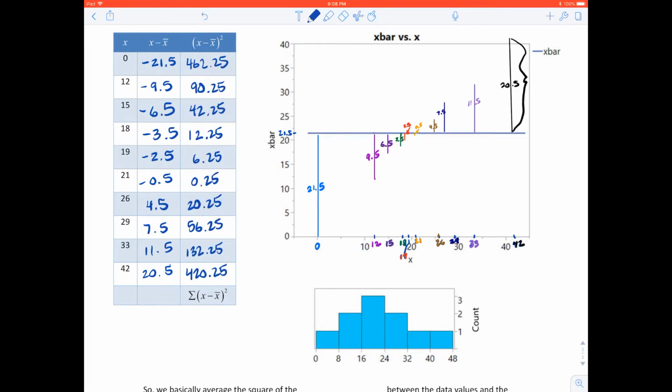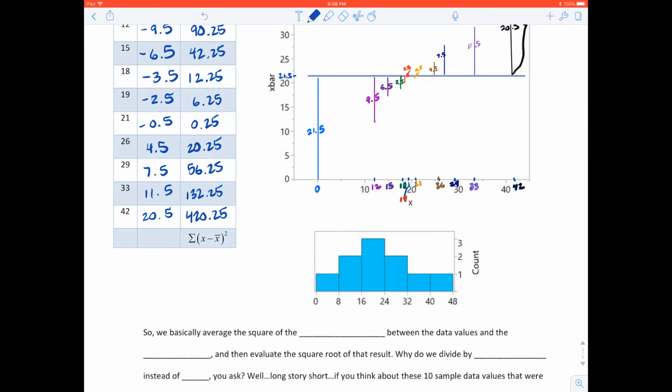Cool? All right, so it turns out when you add these all up, you end up getting $1,242.50. Remember, we're in units, but actually it's not really in dollars anymore. Do you see that this would, right here, end up being in dollars squared? Kind of weird, huh? Which is why we want to square root that once we divide by n-1.